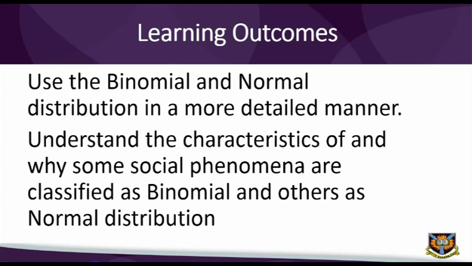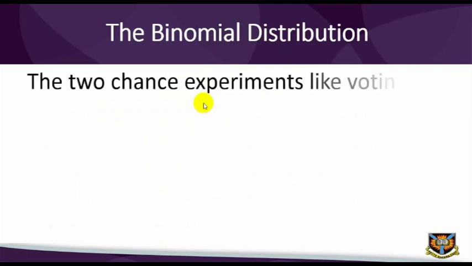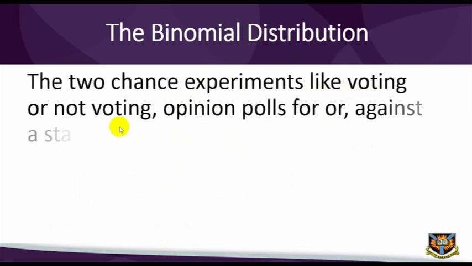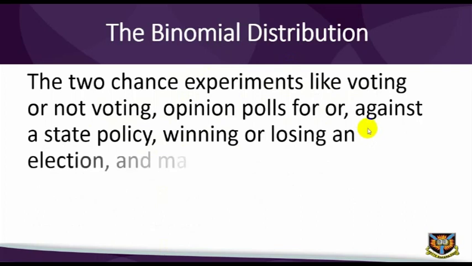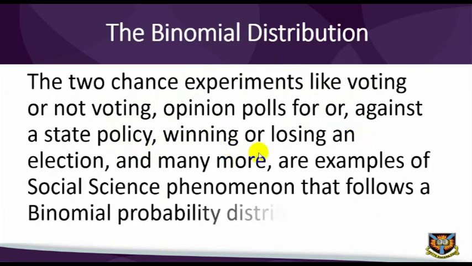Content. Section 1. The binomial distribution. The two-chance experiment, like voting or not voting, opinion polls for or against a state policy, winning or losing an election, and many more are examples of social science phenomena that follow a binomial probability distribution.